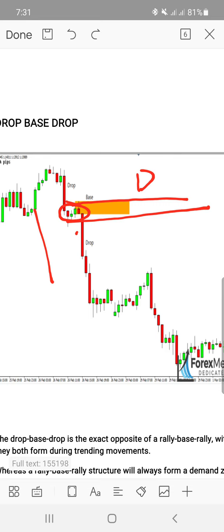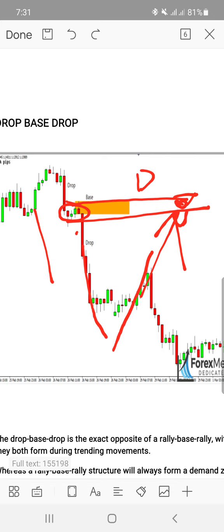So once you have marked out the supply zone, if the market continues selling, and at any point in future the market comes around this region of our supply, there's a high chance that the market is going to sell because it is a supply zone. So now you have marked it out. Anytime the market is getting close to this region or it enters this region, you can place your pending orders, your sell orders, or your sell limits.